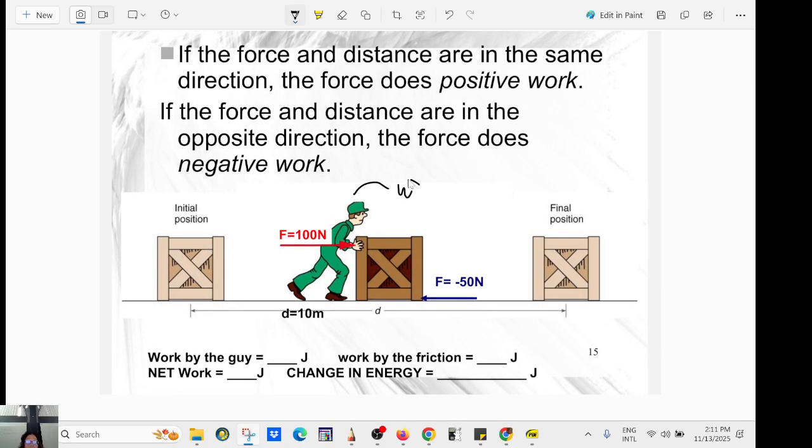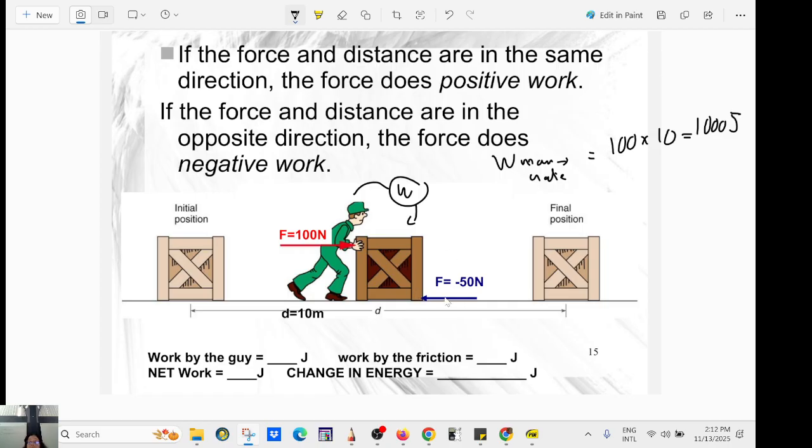So he's transferring work to the crate. The work done by the guy on the crate will be just force, which is 100, times the distance, which is 10. So it will be 1000 joules. It's burning calories, transferring that energy, and the crate is going to move faster.